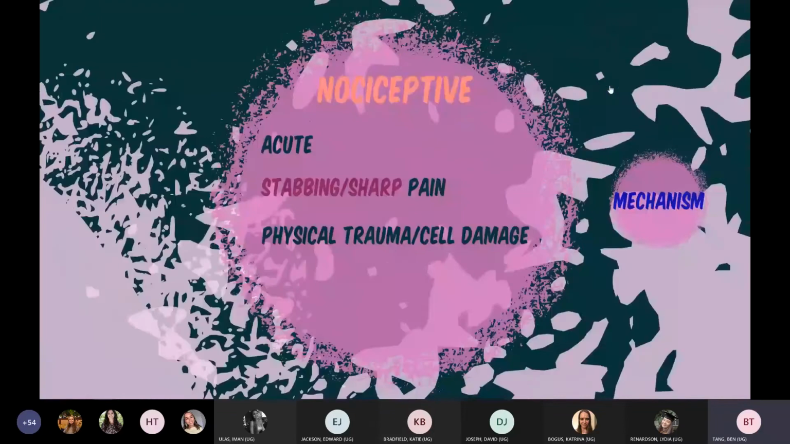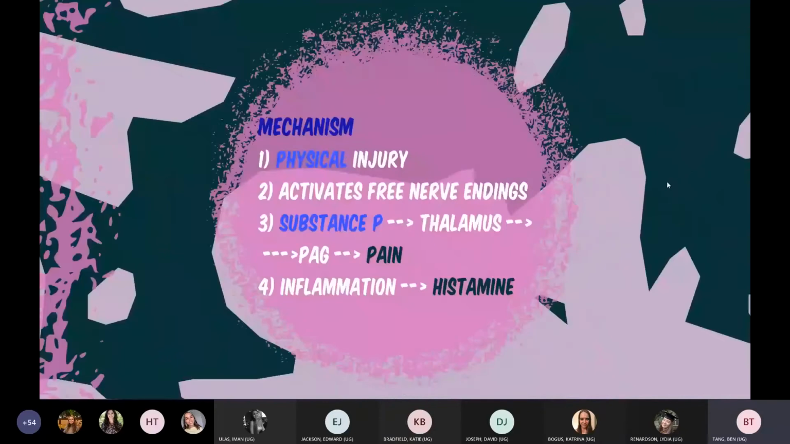So like I said, nociceptive pain is your acute pain. That's normally stabbing or sharp, right? You can think of it as like someone literally stabbing you with a knife, that kind of pain. As I mentioned, normally due to physical trauma or cell damage, right? And the mechanism behind it would be an actual injury that then activates free nerve endings, right? These are the nerve endings that are specifically there for pain, which results in the release of substance that is sent to the thalamus and then goes to the periaqueductal gray region, which is your main pain center in your brain, and that gives you the perception of pain, right?